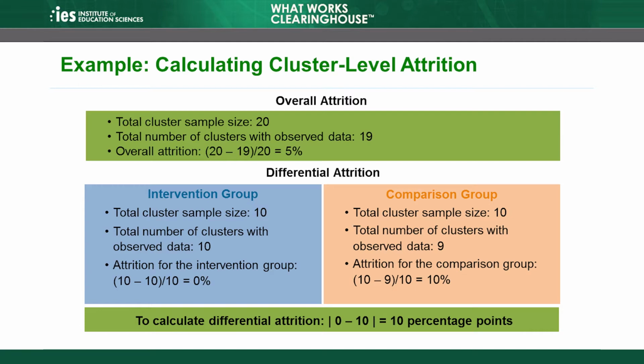Researchers were able to collect outcome data for all 10 schools in the intervention group, so there was no cluster level attrition. For the comparison group, data were collected for 9 schools, meaning 1 school was not included. 1 of 10 equals a 10% attrition rate for the comparison group. Calculating the difference between the 2 groups' attrition rates gives us a 10 percentage point differential.